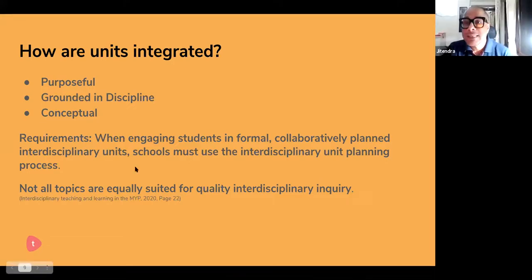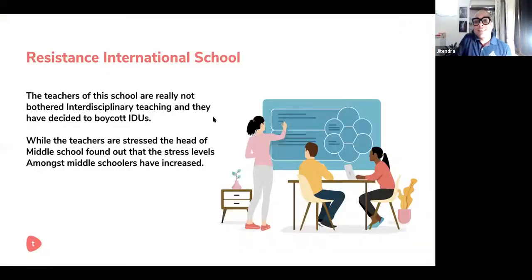That's good. Let's look at another school scenario. This is Resistance International School, a school that's very rebellious, and all the teachers, Gurpreet, have decided that you know what, we can't do IDUs. This is too much, right? It's too much work. You make us do so much. We are really tired, so we are not going to do that.